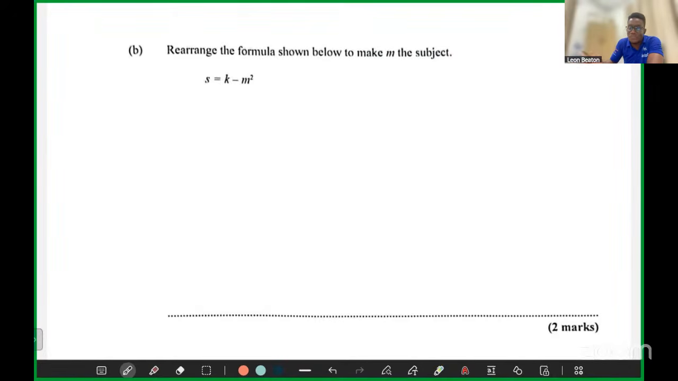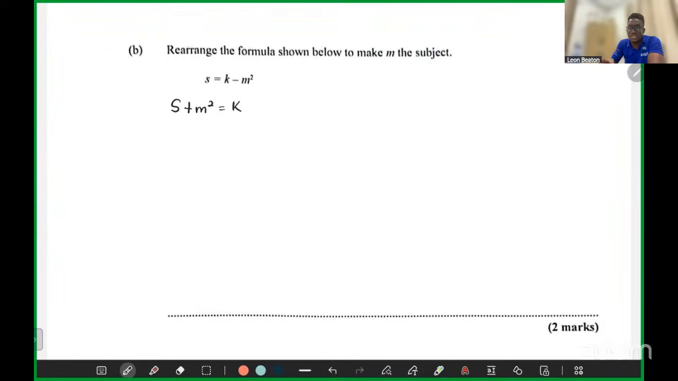You're not limited to moving everything else except the m. You can move the m, you can maneuver the m. So what I'll do, I'll take over the minus m with this s. So I'll have s, and since this is minus here, I'll take it over to add. So plus m squared is equal to k.